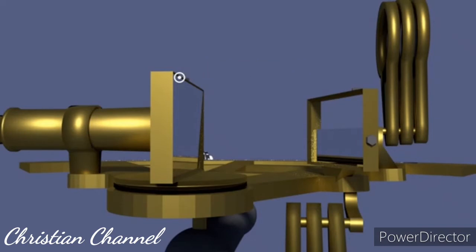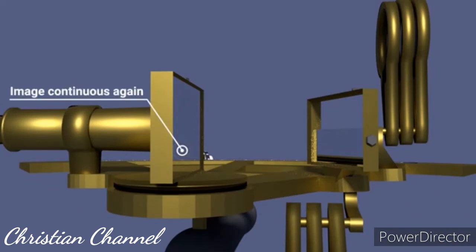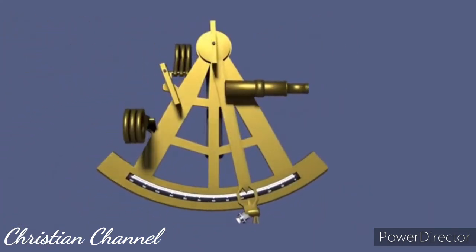All you need to do is turn it one way or the other until the real and reflected views of the arc appear in a straight line. Once they do, you know that the index mirror is perpendicular to the plane of the instrument and is correct.